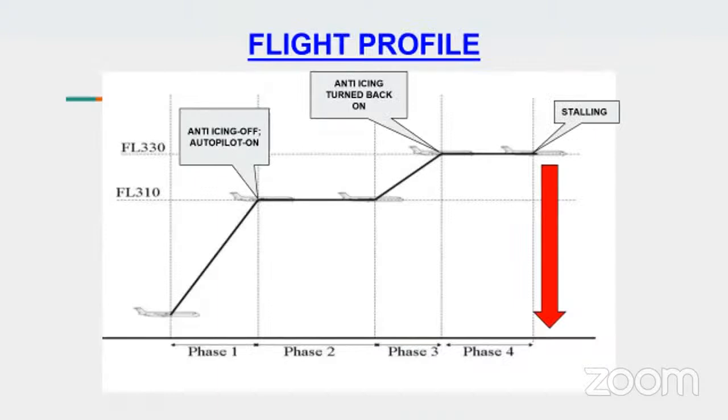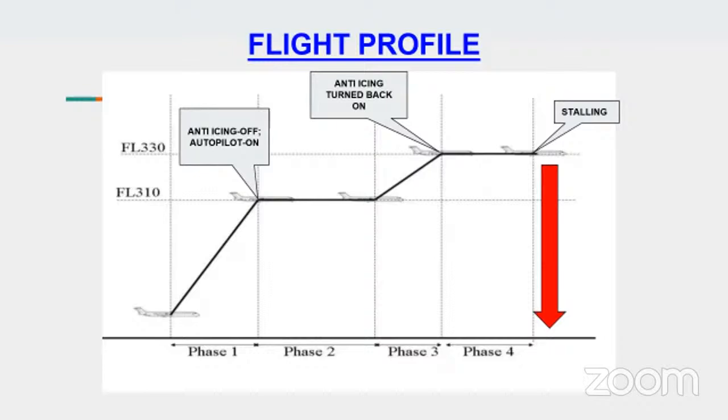After attaining FL310, anti-icing was switched off and autopilot was switched on. At FL330, the crew again switched on the de-icing system. It drew bleed air from both engines, which reduced the thrust, but the MD-80 can maintain its anti-icing system only up to its max flight level, that is FL319. After realizing the reduction in thrust, the captain started a rapid descent, but unfortunately the aircraft was already in a stalled condition.